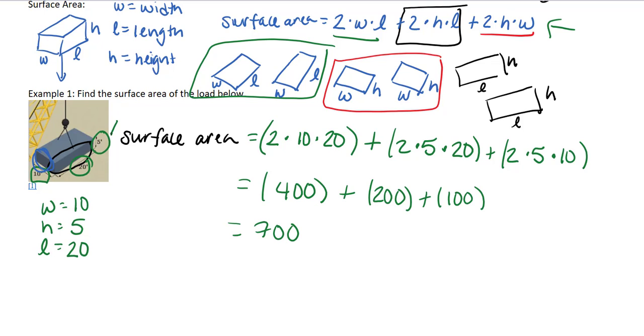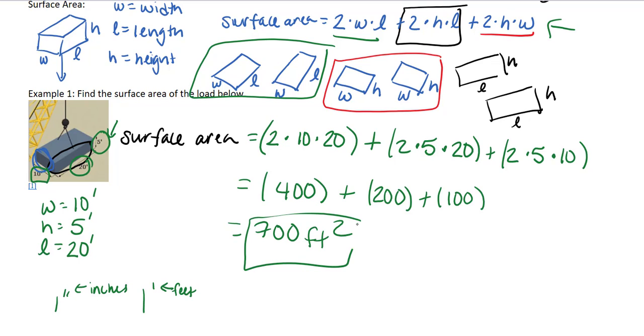Now, you can see that all of these have that mark, which indicates feet. If there was a number with two marks like this, that means inches. If you just have one, that's feet. So this is going to be feet squared.